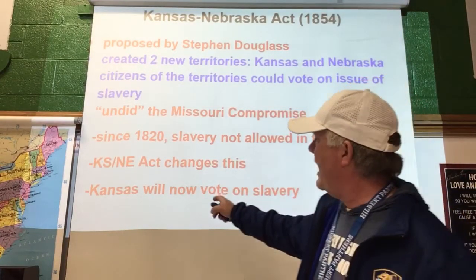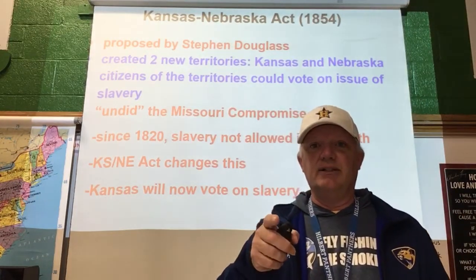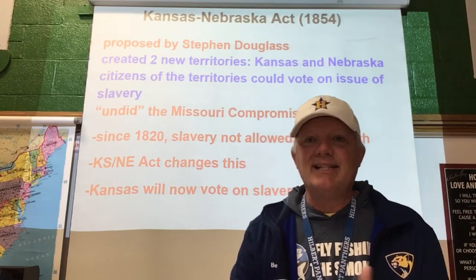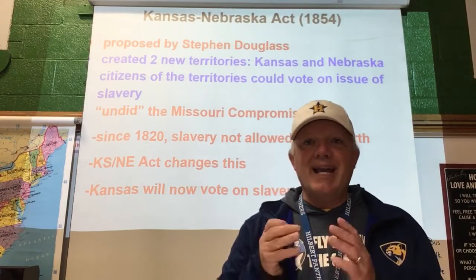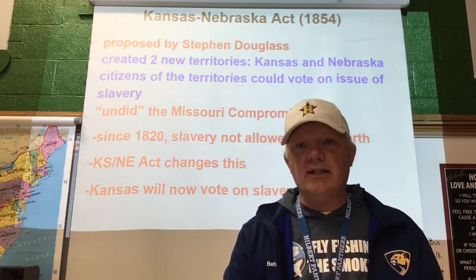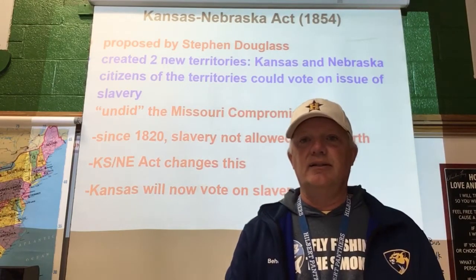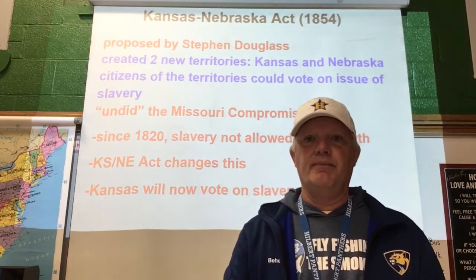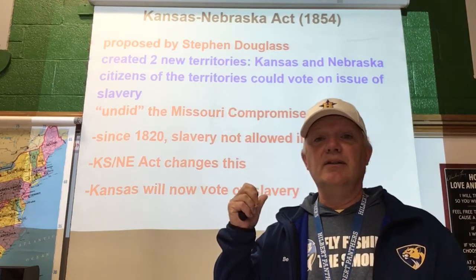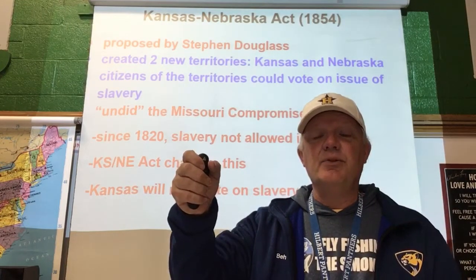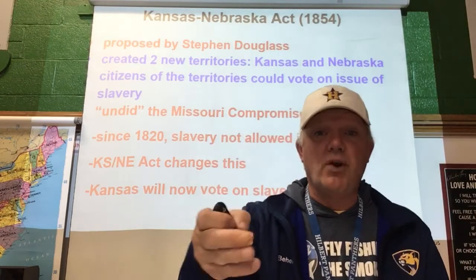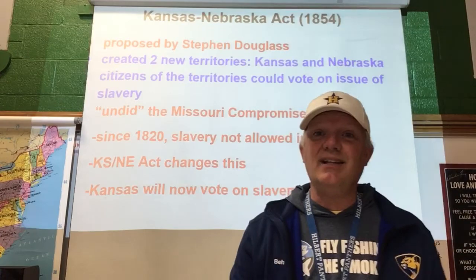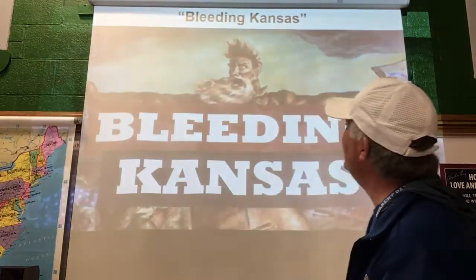So Kansas is going to vote on the issue of slavery, which would be fine if it was just the people of Kansas voting on it, but that's not what happened. You had abolitionists come all the way from New England to Kansas just to be able to, when it came time to vote, vote against slavery. And then you had people from Missouri who moved into Kansas to, when it came time to vote, vote for slavery. And then these two competing forces, there's going to be violence. All right? It's going to lead to bleeding Kansas.